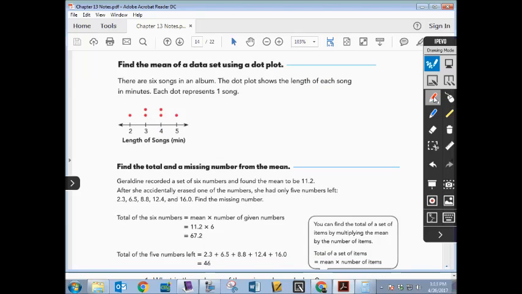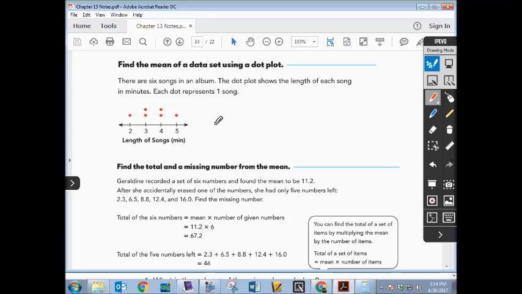Find the mean using a dot plot. Now, remember, whenever you're given a dot plot, and if I ever give you a dot plot and I ask you to find the mean, the median, or the mode, the first thing you should do is list them out. I just like them listed. That's how I want you to do it, so I want everybody to write this.